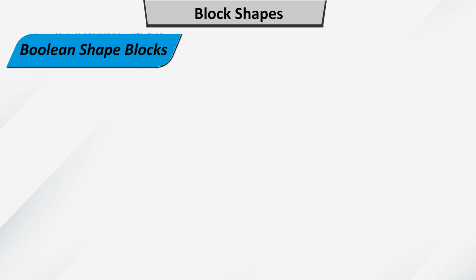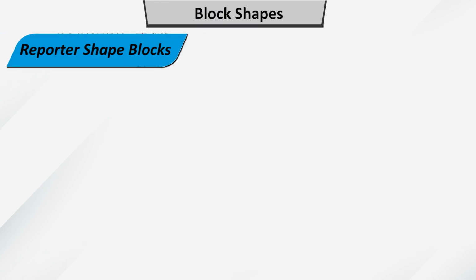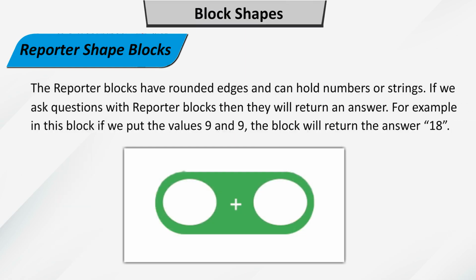Boolean shape blocks. Boolean blocks are also known as condition blocks. They are hexagonal in shape. We use them when we have a conditional situation to return the values true or false or numbers 0 or 1. Reporter shape blocks. The reporter blocks have rounded edges and can hold numbers or strings.